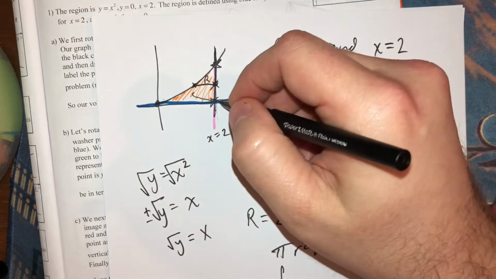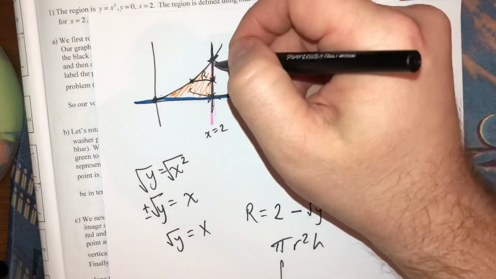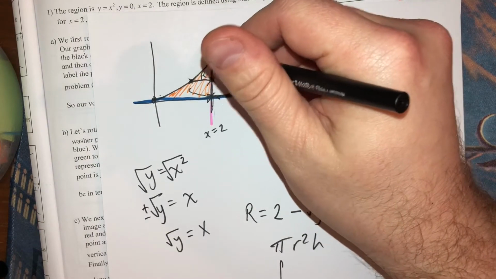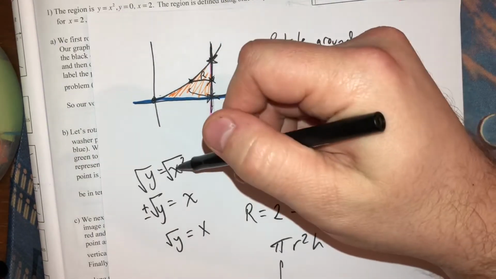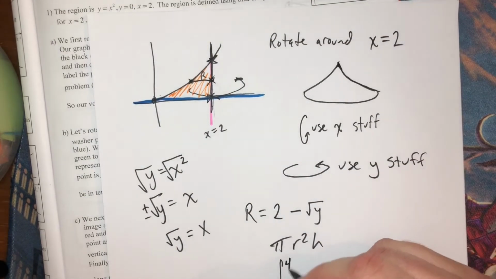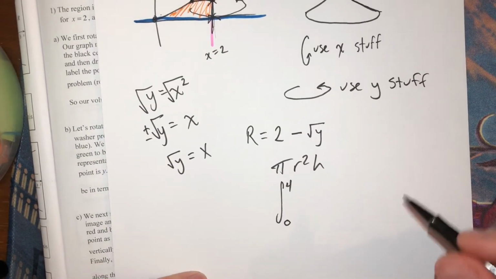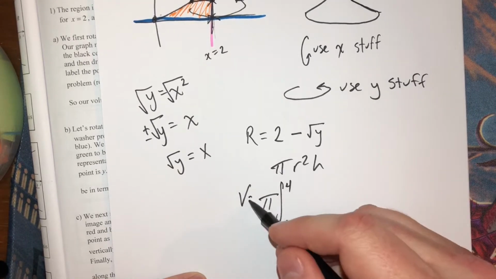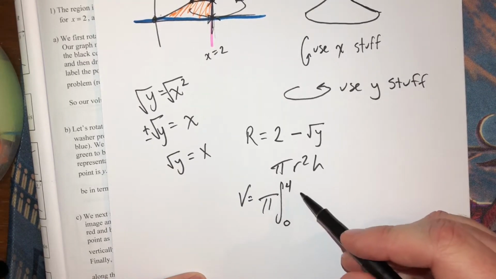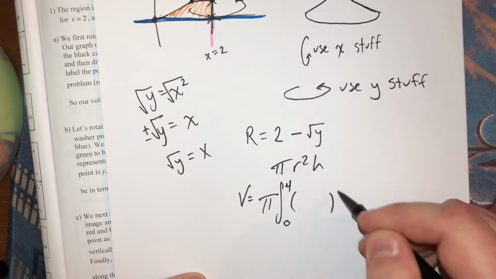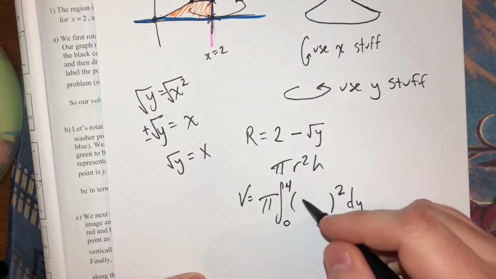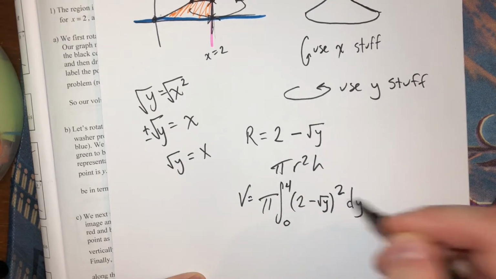So the y value down here is 0. But what's the y value at the top here? Well, let's see, if x is 2 here, what's the y value of our curve? 2 squared is 4. So this integral is going to go from 0 to 4, pi out front, 0 to 4, and our radius squared, and we're going to have a dy at the end. And our radius is this 2 minus root y.